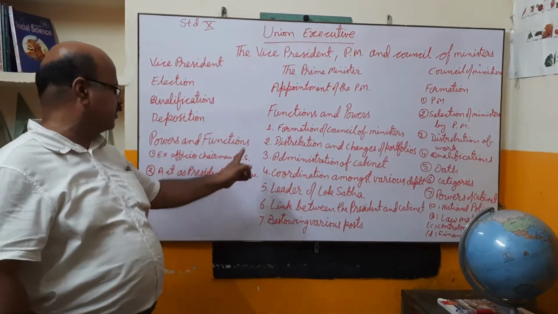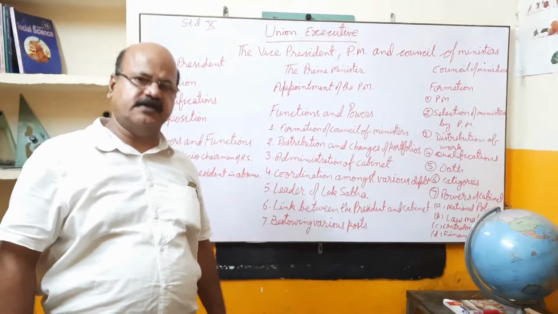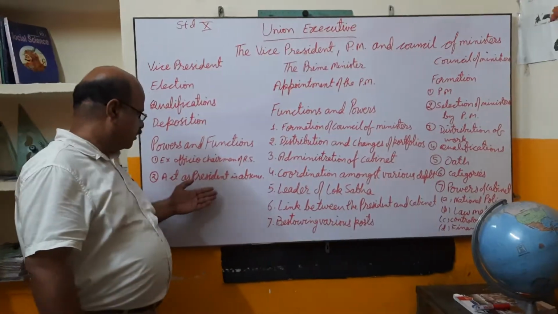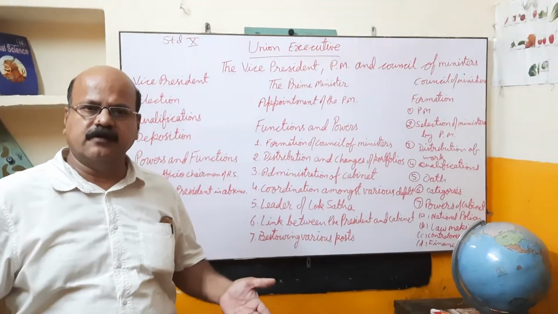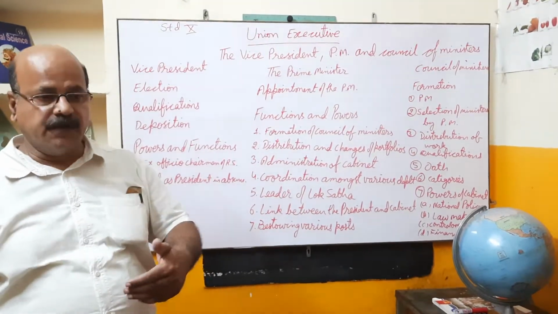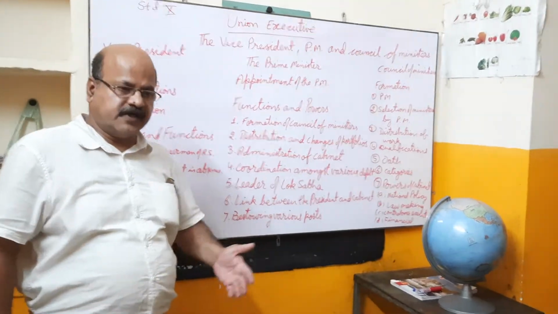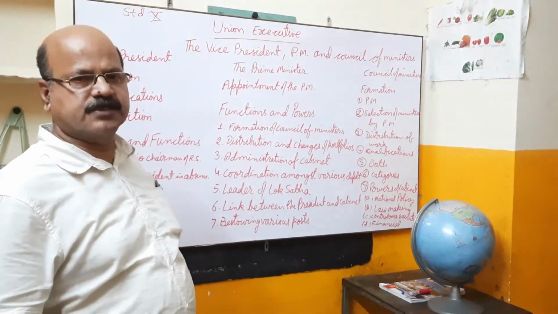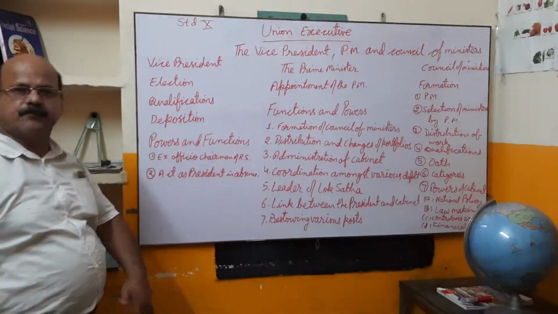He acts as president in the absence of the president. The vice president acts as president in the country in the absence of the president. There are many types of absence of the president. If the president is suffering from any disease, the vice president becomes the president. If the president is out of the country on tour, the vice president becomes the president. If the president has been impeached or has died, in all such cases, the vice president becomes the president. So our first topic is complete today.